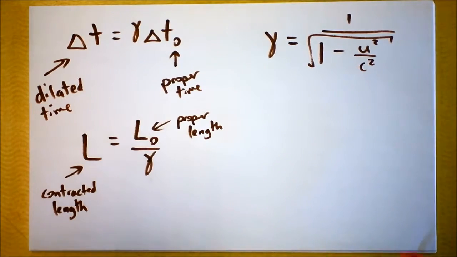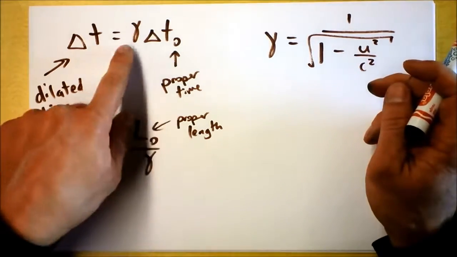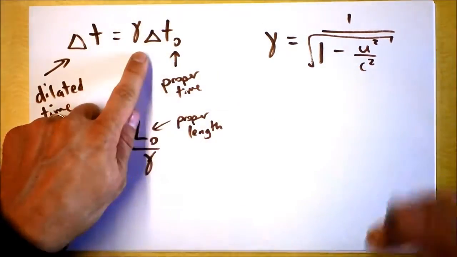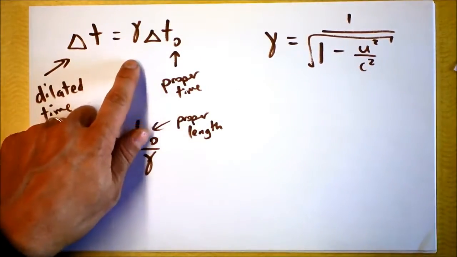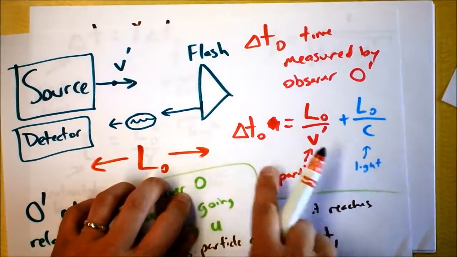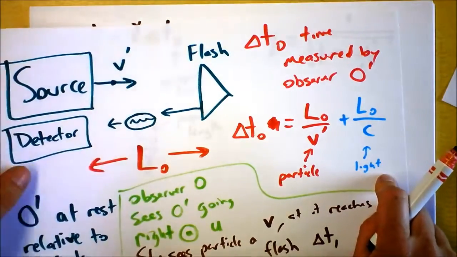So let us go to figuring out what we want to do now. Remember what we had at the very beginning: we defined something called delta T naught. Let's see if I can find it. Here it is. Delta T naught was this stuff right here, the time for the particle to go and the time for the light to go as seen by the person in the frame of the detector.